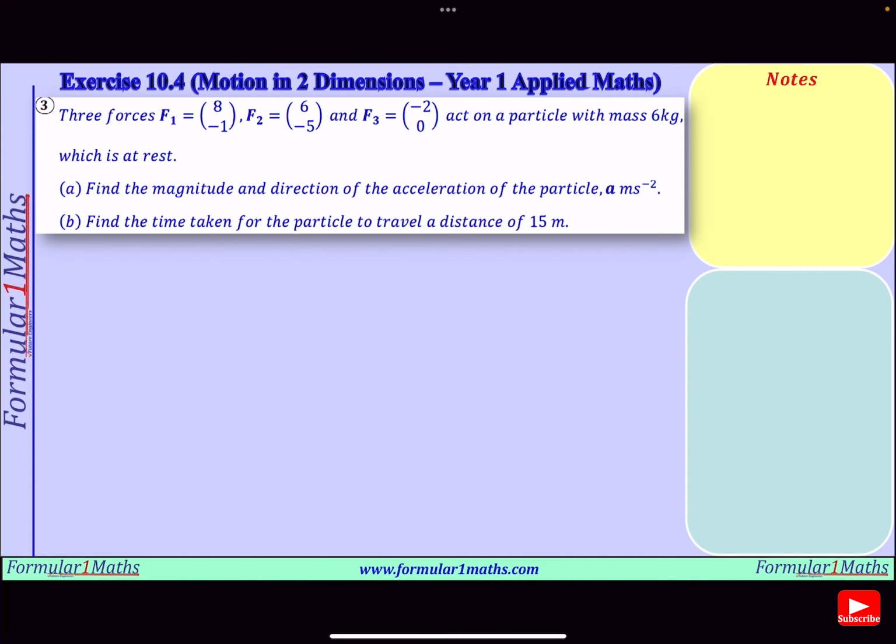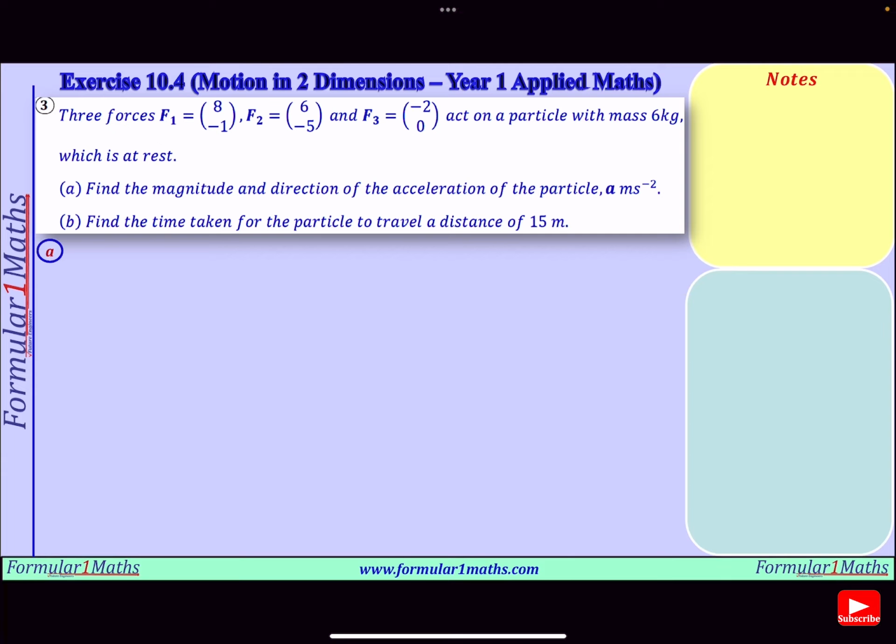Question 3. 3 forces. F1, which is (8, -1), the same as 8i minus j. F2, (6, -5), the same as 6i minus 5j. And F3, (-2, 0), which is minus 2i, act on a particle with mass 6 kilograms, which is at rest. A. Find the magnitude and direction of the acceleration of the particle. B. Find the time taken for the particle to travel a distance of 15 meters.